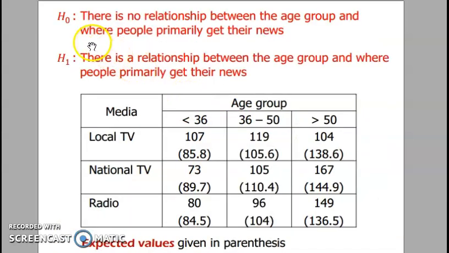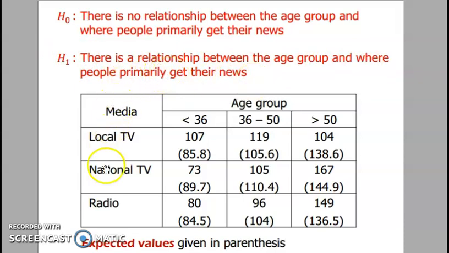So the first step is to state the null and the alternative hypothesis. H null: there is no relationship between the age group and where people primarily get their news. H1: there is a relationship between the age group and where people primarily get their news.